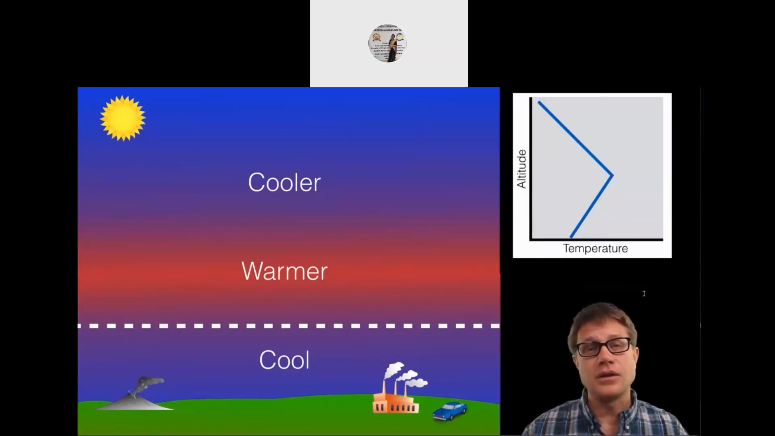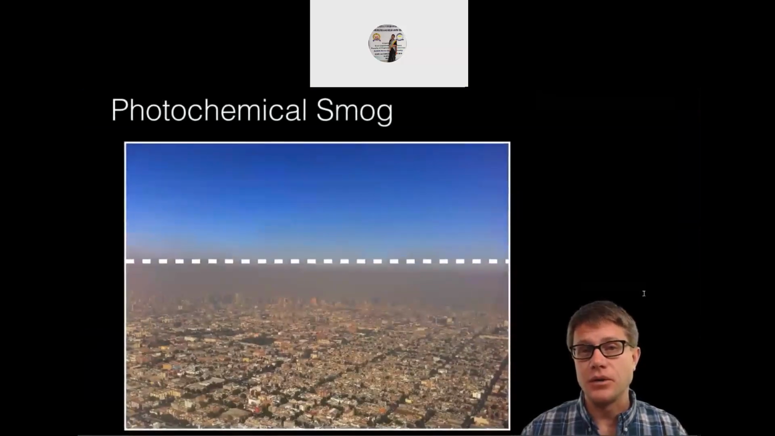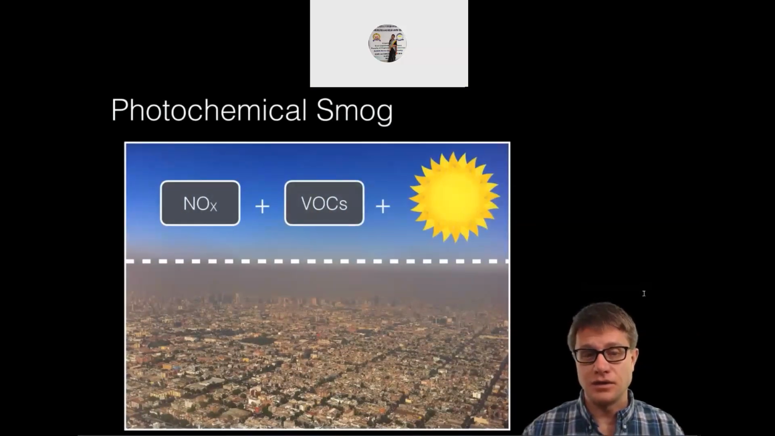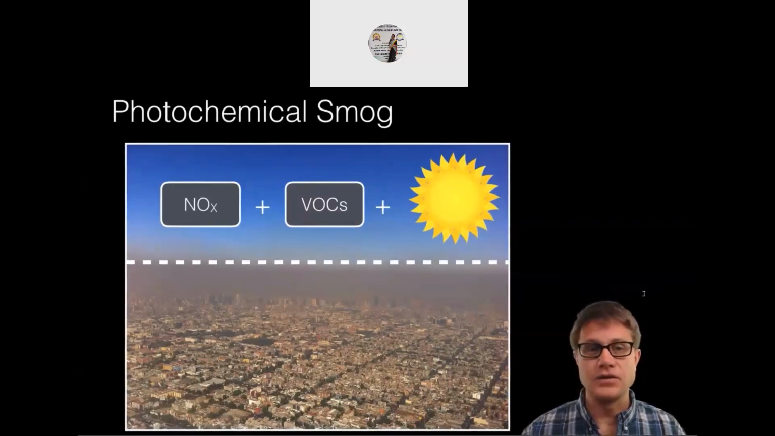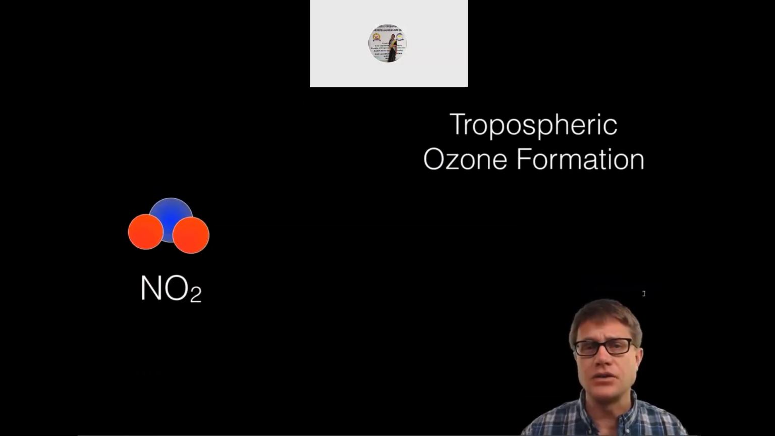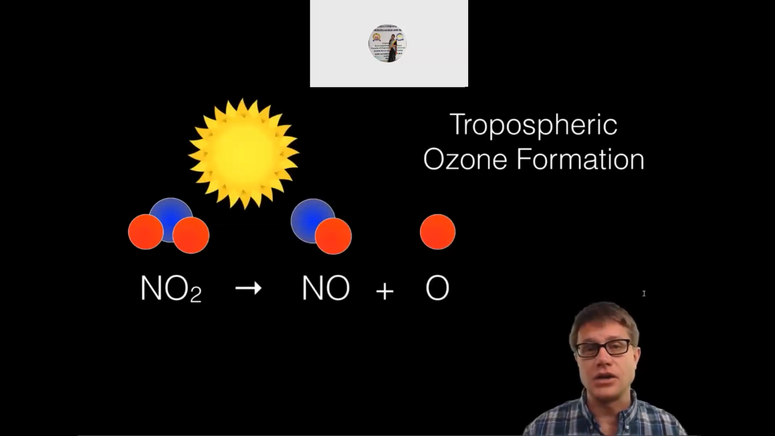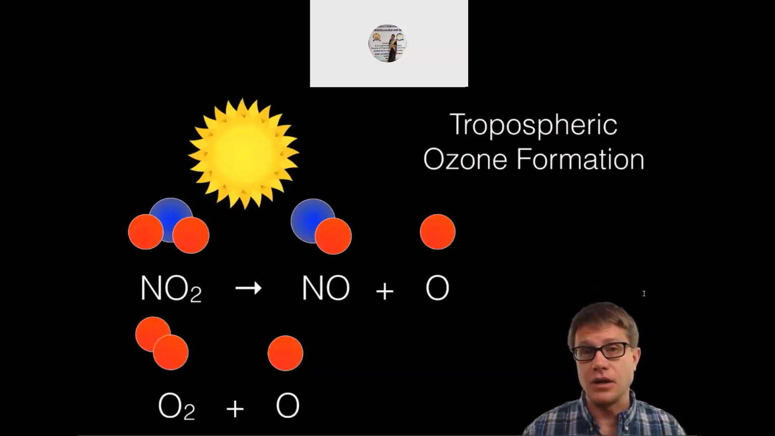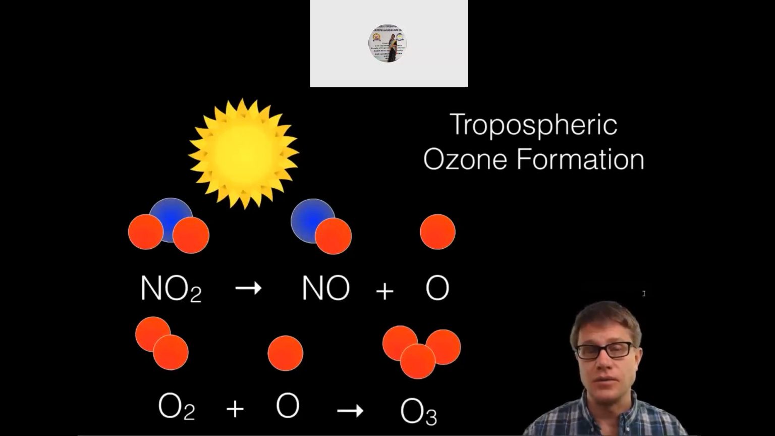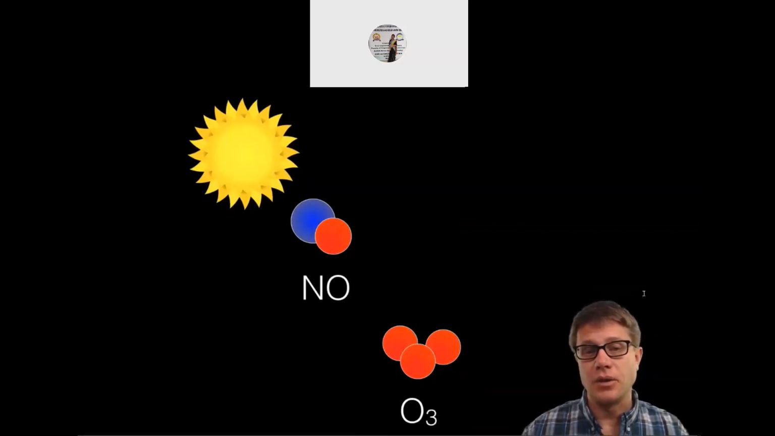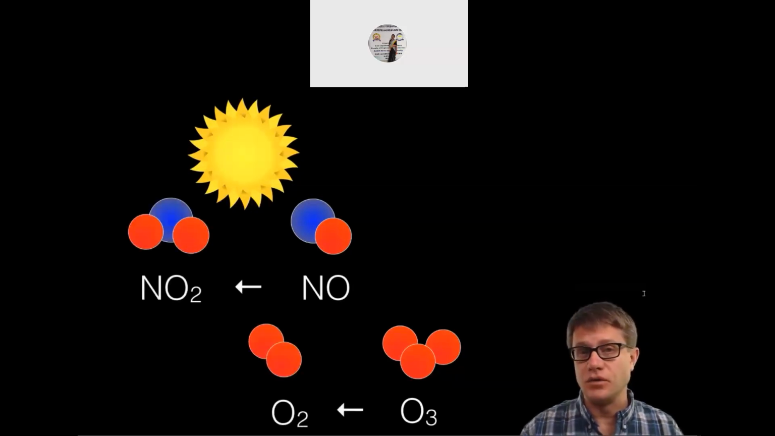And then we start to have chemical reactions going on. Photochemical smog is caused by these three things: NOx, VOCs, and the sun. If we look at that chemically, this is nitrogen dioxide, and if you have sunlight, that will break a free oxygen atom away. Now that free oxygen atom can combine with atmospheric oxygen and produce ozone. So what is smog? It's essentially these NOx compounds, and then this ozone. But naturally, these will spontaneously move back to nitrogen dioxide and regular tropospheric oxygen.